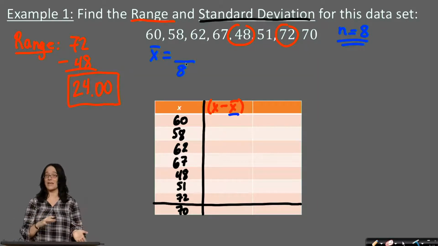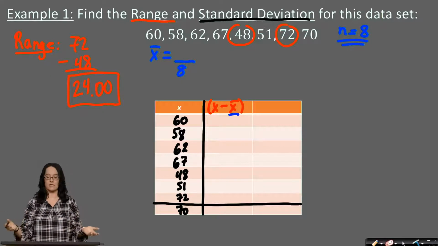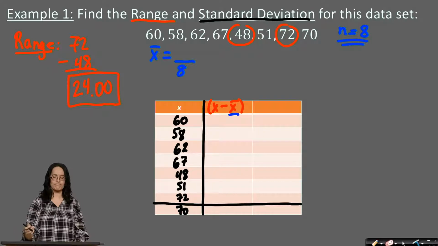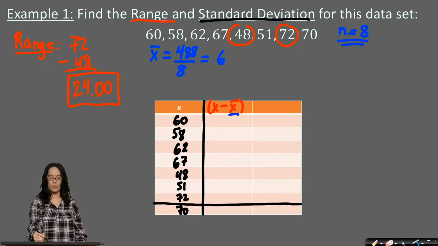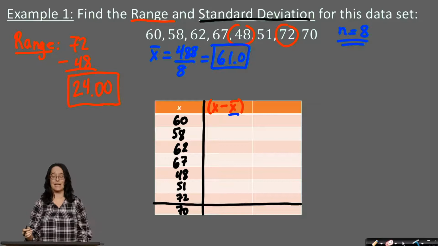Now, if it was standard deviation, we divide by n minus 1, divide by 7. But for the mean, it's still just dividing by the total number of items. So when you add all of those values up, what did you get? Did you get 488? Hopefully that's what I had. And 488 divided by 8 gave me 61, or 61.0. Remember, for measures of central tendency like the mean, we can just round to one more decimal than the data itself. So that's why it's 61.0.